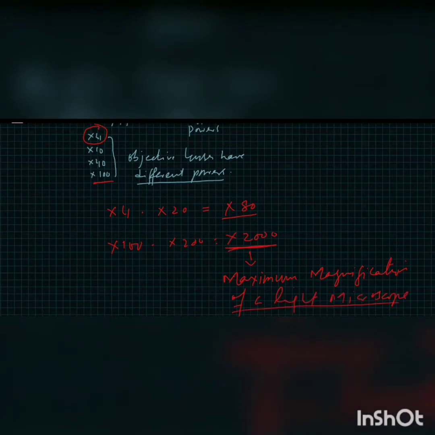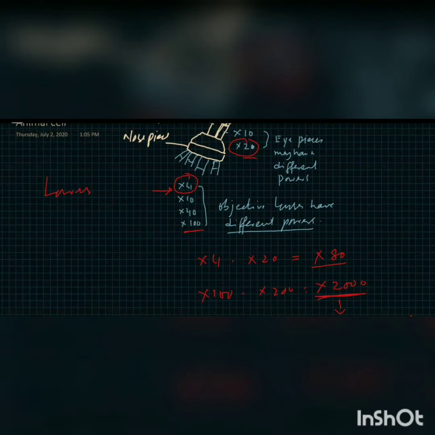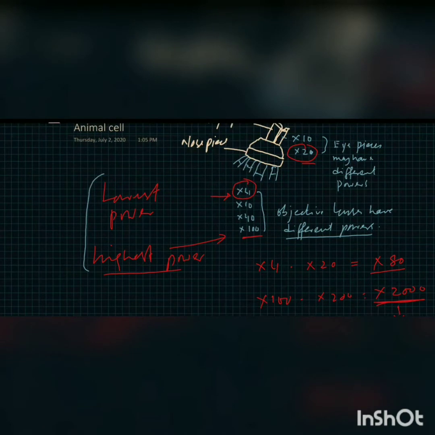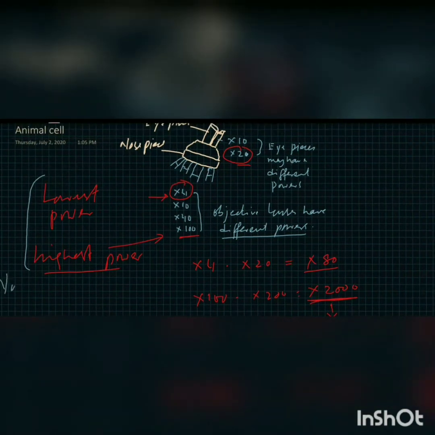Got that? This is the lowest power. This is the lowest power. And this is the highest power. Both these powers are not in our syllabus. Okay? These are not in our syllabus. You have written 200 instead of 20. Sorry? Written into 200 instead of 20. Okay. Yes.